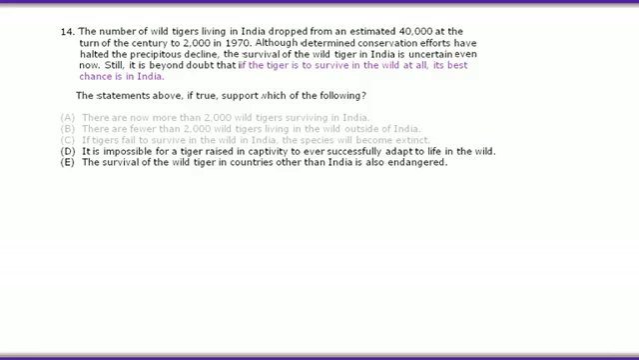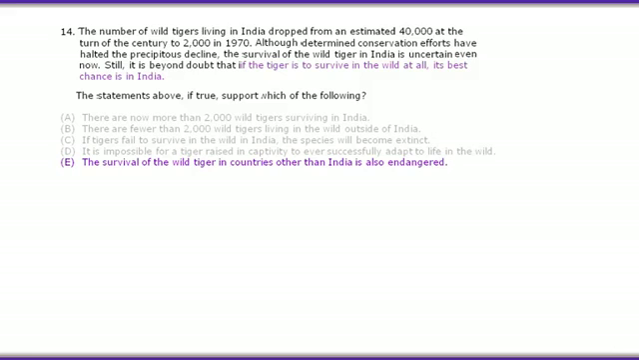Answer choice D also begins with suspect language when it uses the phrase, it is impossible. A statement with this sort of language is unlikely to be a right choice on an inference question. Additionally, the answer choice is outside the scope. It discusses the adaptability of tigers raised in captivity, but the stimulus doesn't. That leaves only one choice, and that's the right answer, answer choice E.